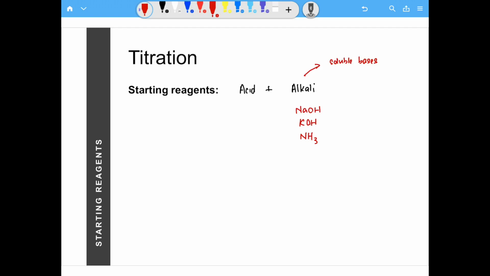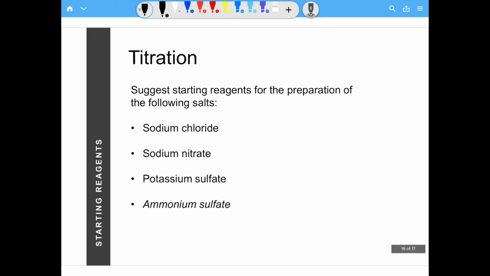Now bearing in mind that the starting reagents for the titration method require an acid and an alkali, let us now establish the acid and alkali to be used to prepare each of the following salts. The acid used to prepare sodium chloride would be hydrochloric acid. The acid for preparation of sodium nitrate would be nitric acid. Potassium sulfate, sulfuric acid, and ammonium sulfate, also sulfuric acid.